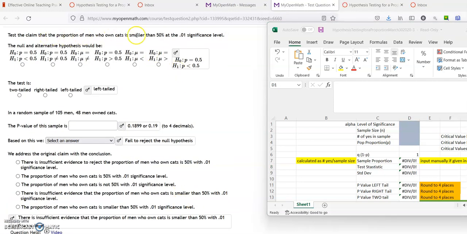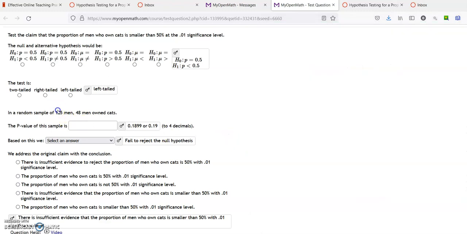Okay, they want to test to see, is it smaller than 50%? I'm not going to read all the other details. Okay, so the level of significance is 0.01. The sample size, okay, out of 105 men, 48 own cats. So make sure, again, that equals D3 divided by D2 is in this cell because you're going to calculate it now. The sample size is 105 men. Number of yeses is 48. Got that from right here.